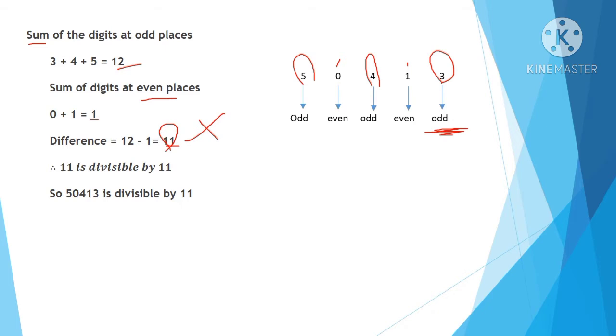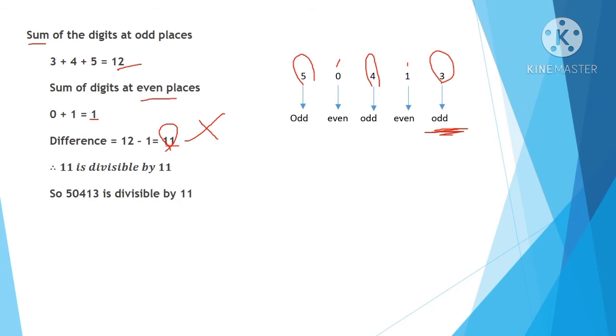So therefore 50,413 is divisible by 11. So when you subtract, you will be getting one answer, right? Here what answer you are getting, children? You are getting the answer 11. So this number we have to check whether it is divisible by 11 or not.